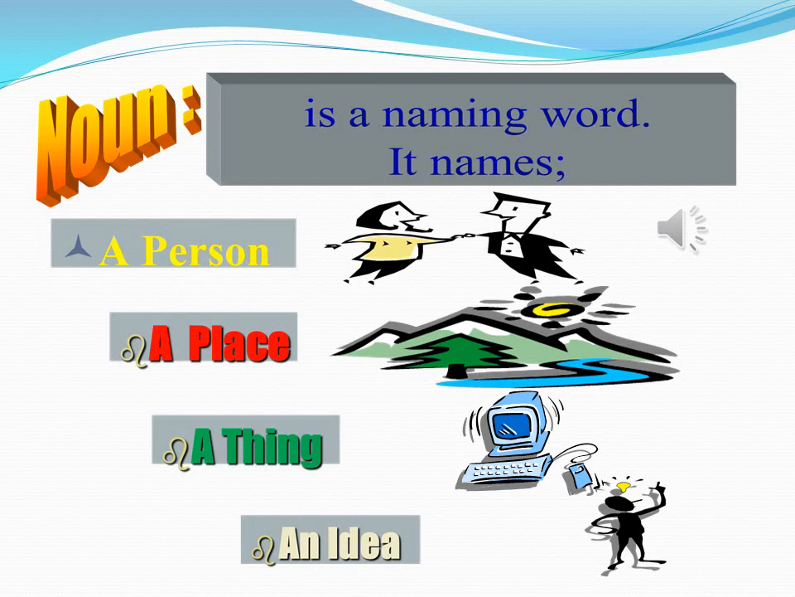You all know the definition of noun. Noun is a naming word. It names a person, place, thing or an idea. For example, Ali is the name of a person. Doha is the name of a place. Table is the name of a thing. Beauty or honesty is the name of an idea. So the words like Ali, Doha, table and beauty or honesty are nouns as they are words used to name a person, place, thing or an idea.